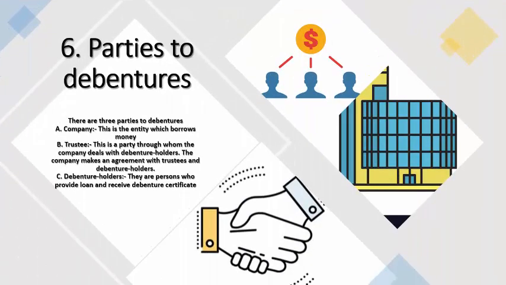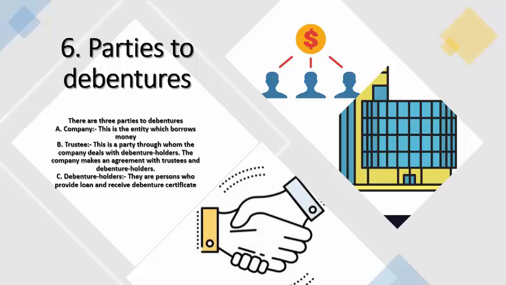Parties to debentures. Now there are three parties to debentures. The first one is the company. This is the organization which borrows money. The second party relating to debentures is the trustees, or we can say debenture trustees. A company has to appoint a debenture trustee if it is offering debentures to more than 500 people. This is the party through whom the company deals with the debenture holders.